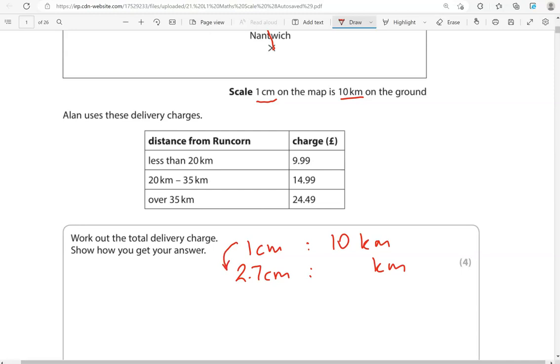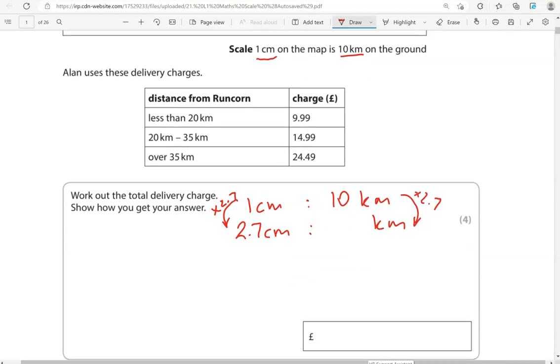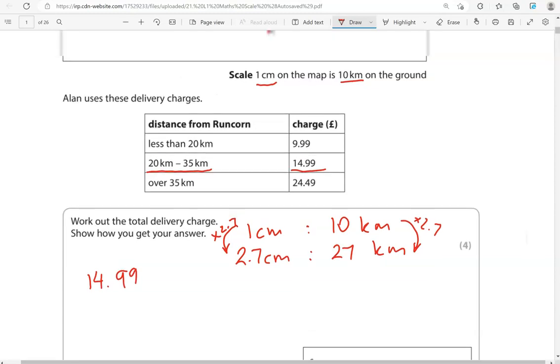To get from 1 to 2.7, we multiply by 2.7, so we'll do the same here. 2.7 times 10. So that means moving the decimal point one place to the right. So this becomes 27 kilometers. 27 kilometers, that is between 20 and 35 kilometers. Charge for that is £14.99.